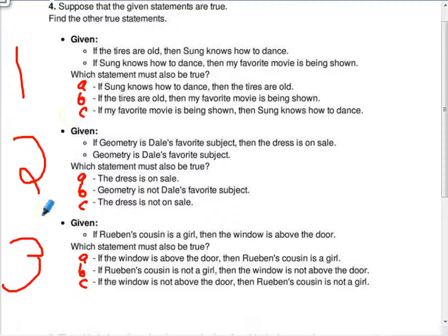Alright, so if you did that, you would be reading and you'd say, okay, the first one says, if the tires are old. So that's our first subject that they're mentioning. So that's going to be our P. And then it goes on to say, then Sung knows how to dance. Okay, that's something new, that's Q. Then it goes on to say, Sung knows how to dance. Oh, that's Q again. And then finally it says, then my favorite movie is being shown. Well, that's something new, so that's going to be R.